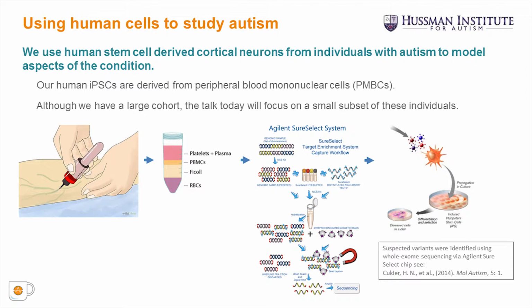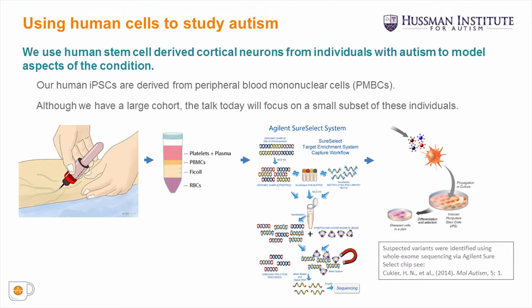After isolation, which was done by our colleagues at the Hussman Institute for Human Genomics at the University of Miami School of Medicine, the PBMCs were subjected to whole exome sequencing using the Agilent SureSelect system. After sequencing, autism candidate genes were identified, again by our colleagues at the Hussman Institute for Human Genomics. You can get a sense of the protocols and procedures that we use to identify autism-related candidate genes in these PBMCs by taking a look at the reference in the box on the right-hand side of the slide.